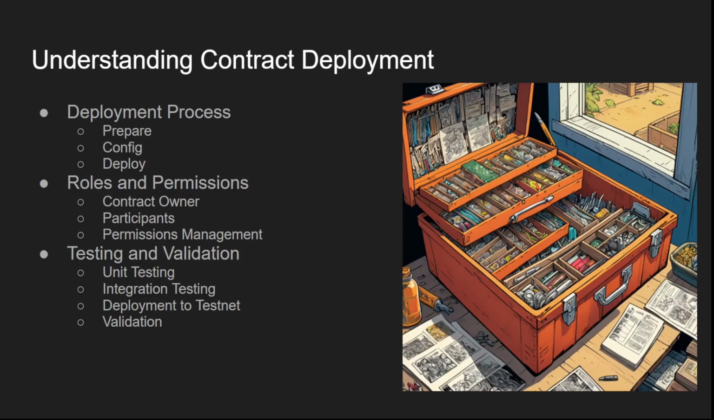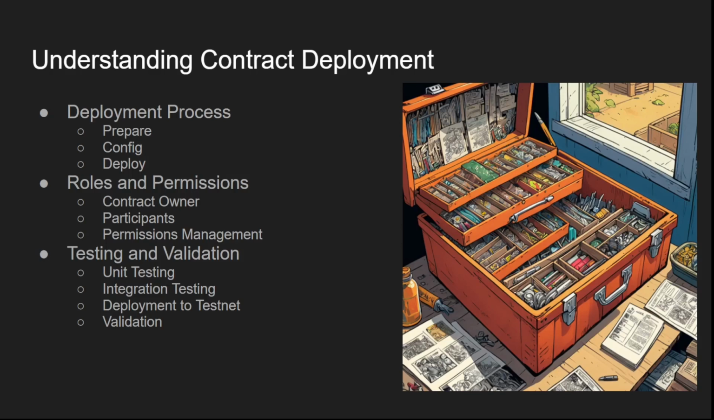Next, you'll want to focus on testing and validation. Before deploying a contract to the mainnet, it's crucial to thoroughly test and validate it. This ensures that your contract functions as expected and is free of bugs and vulnerabilities. Write unit tests to ensure individual components of your contract. Ensure each function behaves correctly in isolation. Perform integration tests to verify that different parts of your contract work together as expected.